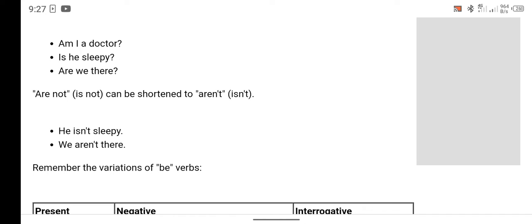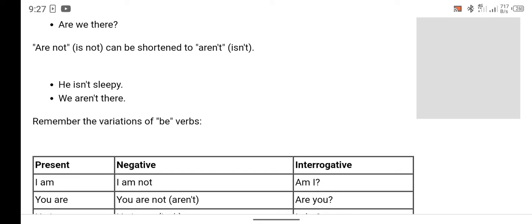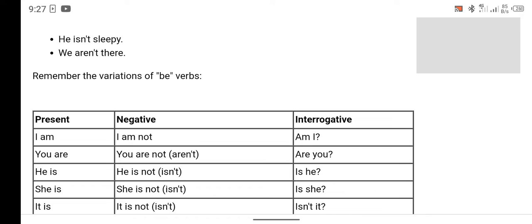Is not can be shortened to isn't. He is not sleepy, isn't the simple form. We are not there, so the simple form of are not is aren't there. Remember the variations of be words. That's the present: I am. Is, are, and the negative forms with not.